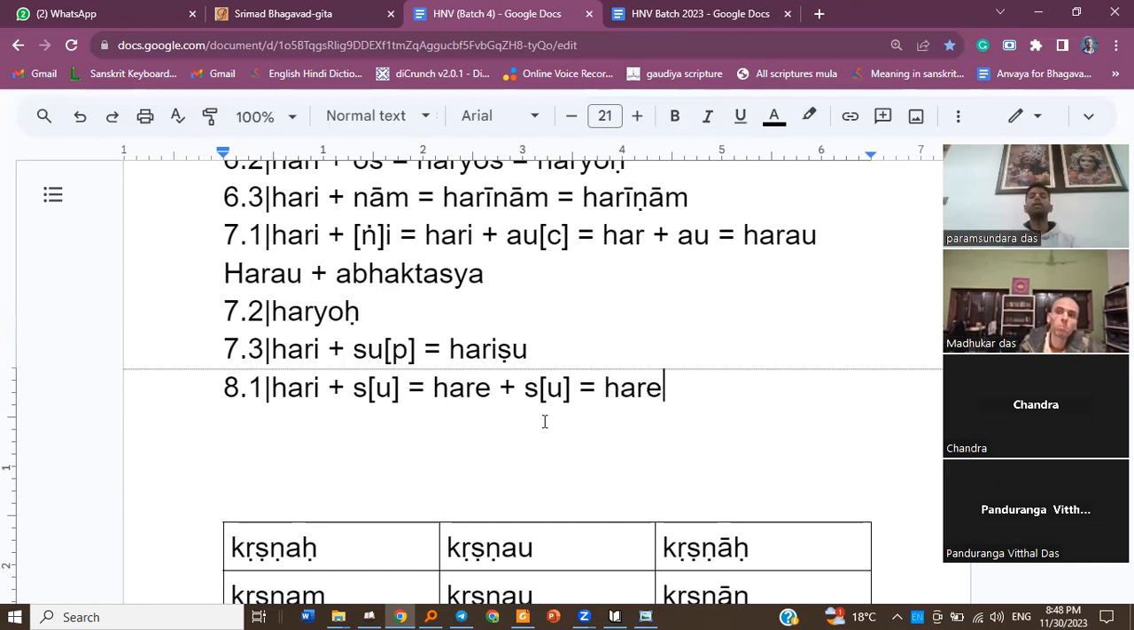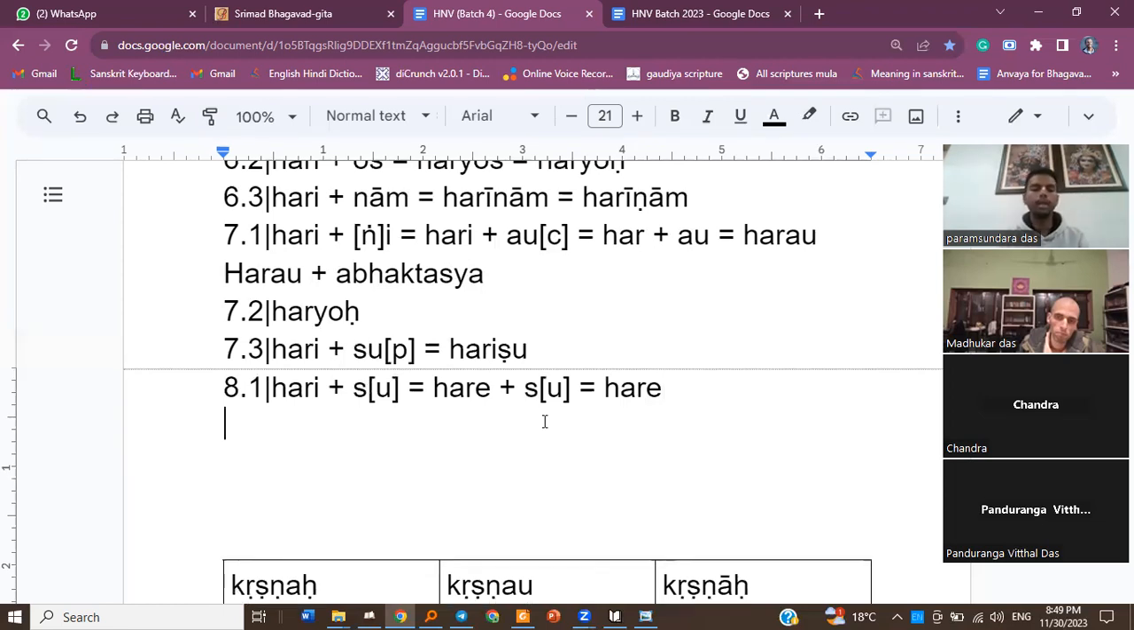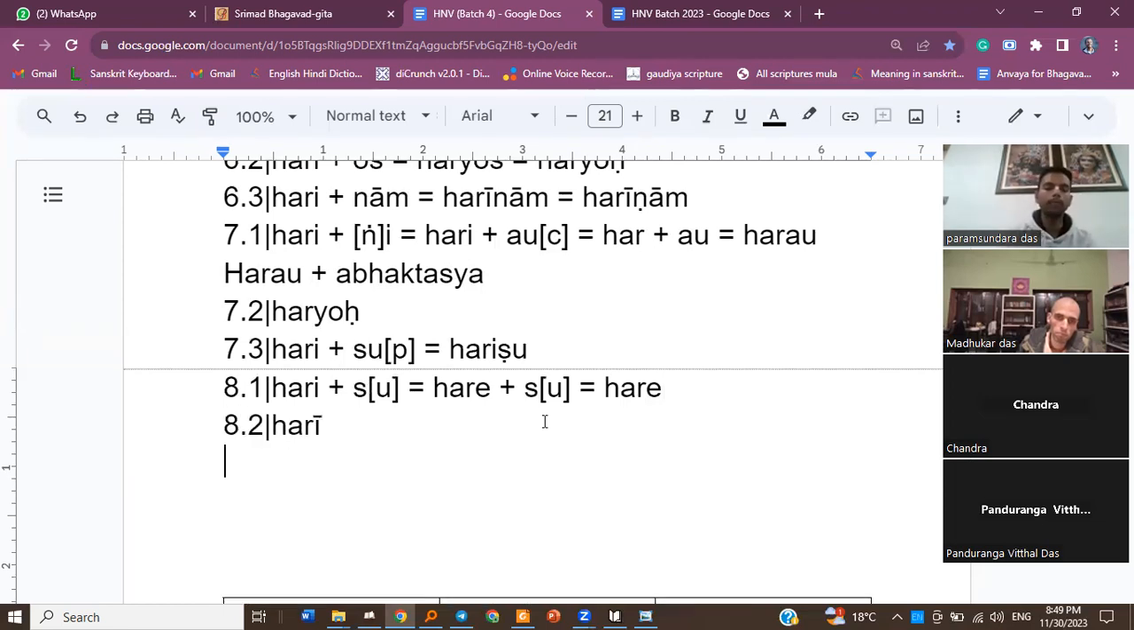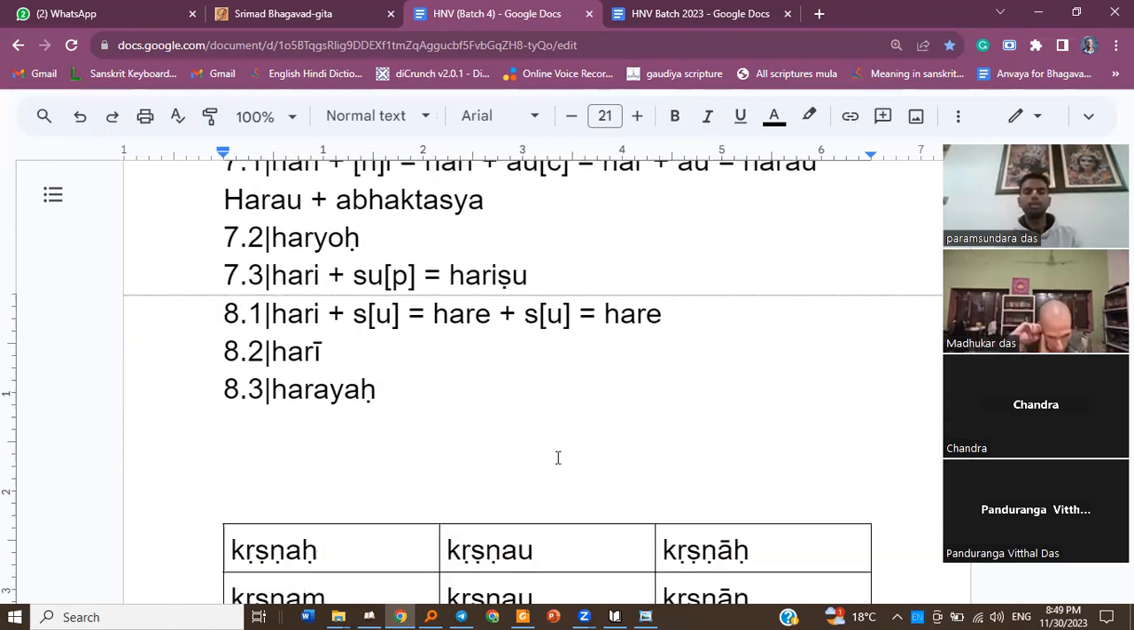So we get Hare. This is not the same Hare as we chant in the Mahamantra. That's made from another word that is Hara, which stands for Radharani. So this is the Sambodhana for Lord Hari. So we can say Hey Hare to Lord Hari also. Hare. And 8.2 and 3 are same like 1.2 and 3. So Hari, Hey Hari, and Hey Hare. So yeah, that's done.